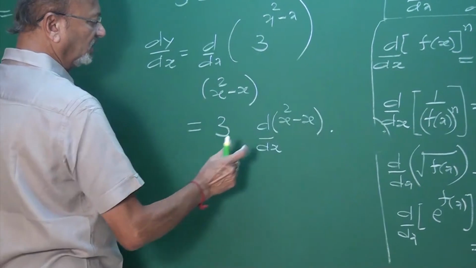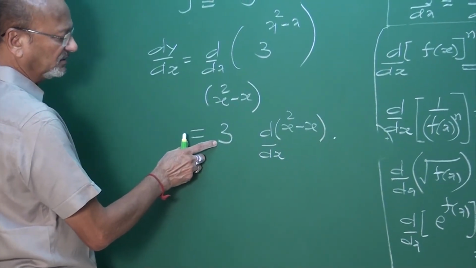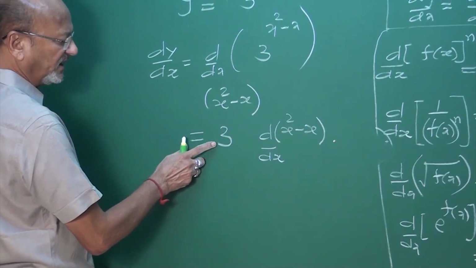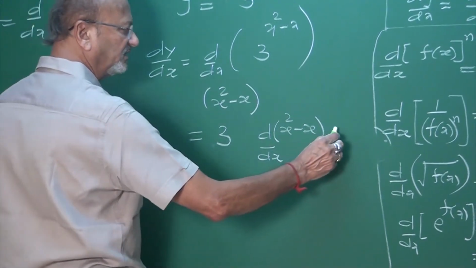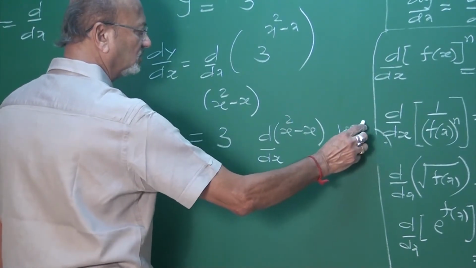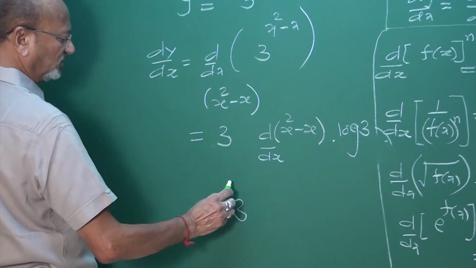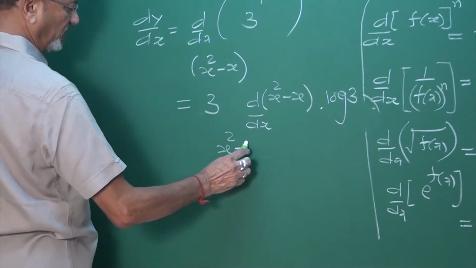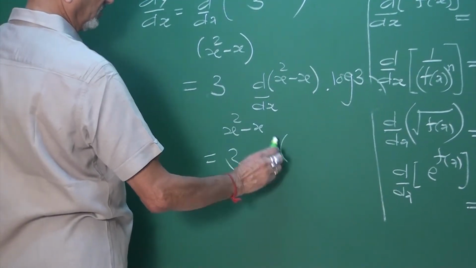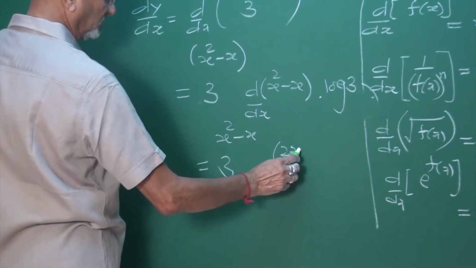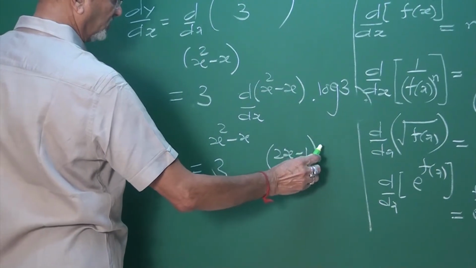Into. Is the base e? No. It is other than e. If it is other than e, write its log. Log 3. So it is 3 to the power x square minus x, derivative of x square minus x, into log 3.